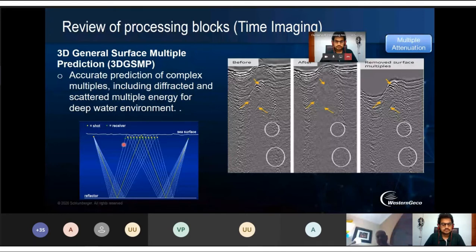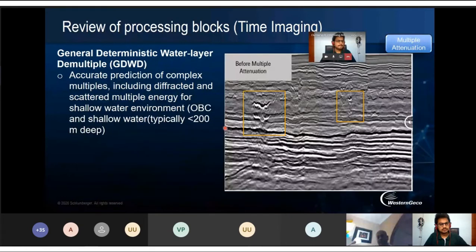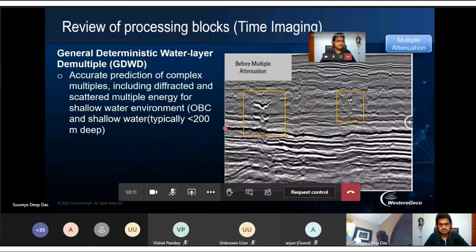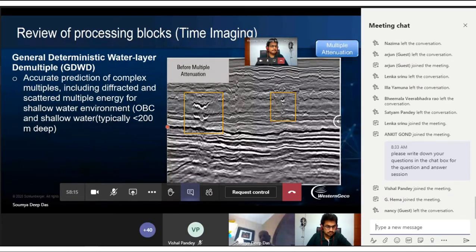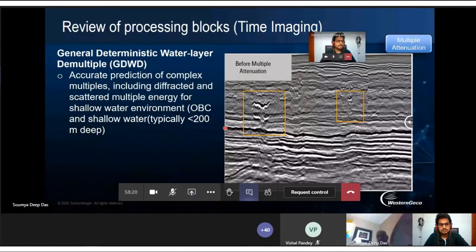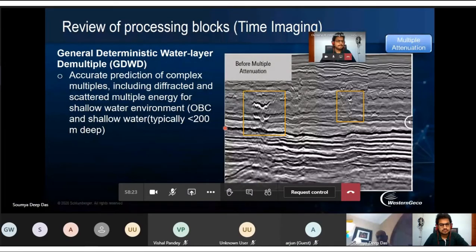Before and after. Just imagine if we wouldn't have removed this multiple where I have my pointer, one would have thought that's a reservoir or a zone of interest, but ideally it is a multiple. Can anybody guess what other process that I have presented so far has been applied here? In the very beginning, in the designature step, I explained this, where the reflector looks pretty sharp and the peak is predominant. Can anybody guess what process it is?